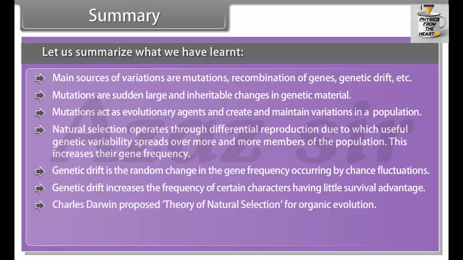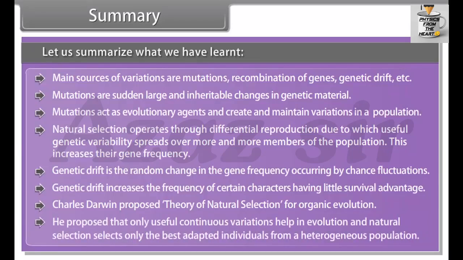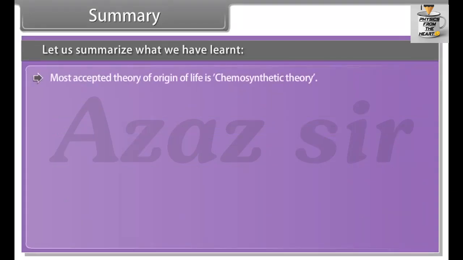Charles Darwin proposed the theory of natural selection for organic evolution. He proposed that only useful continuous variations help in evolution and natural selection selects only the best adapted individuals from a heterogeneous population. The most accepted theory of origin of life is the chemosynthetic theory.